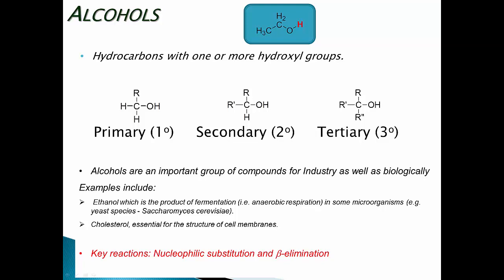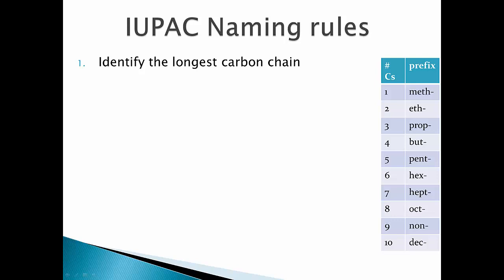Key reactions that alcohols undergo are nucleophilic substitution and beta elimination. We'll talk about these a little bit later when we go into reactivity. So, a quick refresher on what IUPAC naming is. IUPAC naming is the naming that we're going to be using. Common naming is something we're going to try and steer away from, but you will find that your textbook has common naming in it, so you might need to get familiar with a few common names in order to follow your textbook.